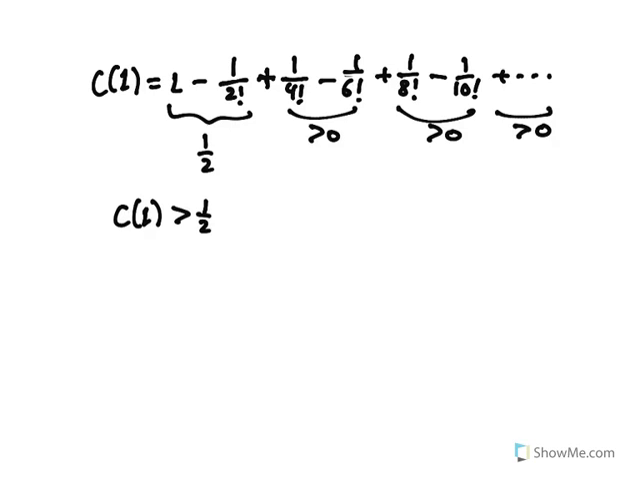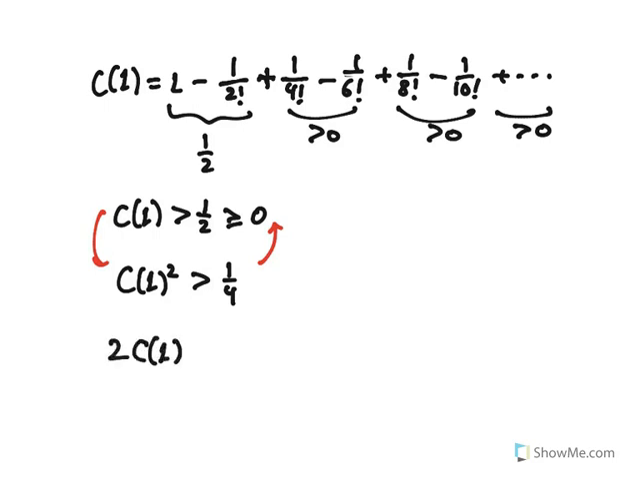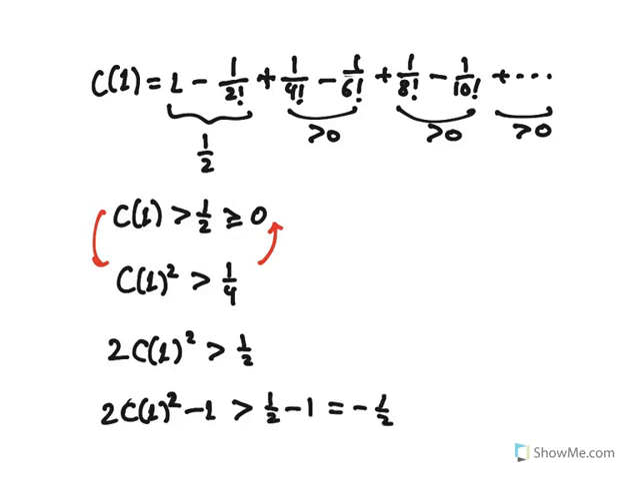And then if we go back here, what do we need? We needed C of 1 squared. That's bigger than a 4th. If you just square both sides, because these are all positive quantities, it's equivalent to square both sides. And then multiply by 2, and since 2 is positive, it doesn't change the direction of the inequality, and then subtract 1. And so you get like negative a half.